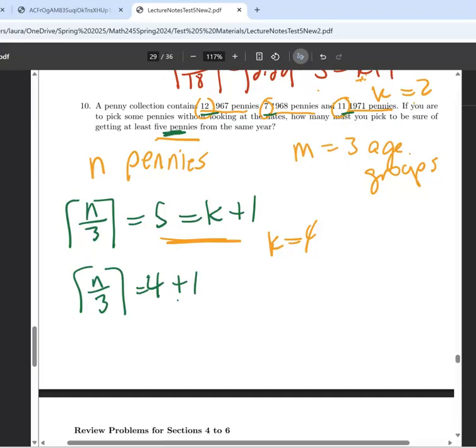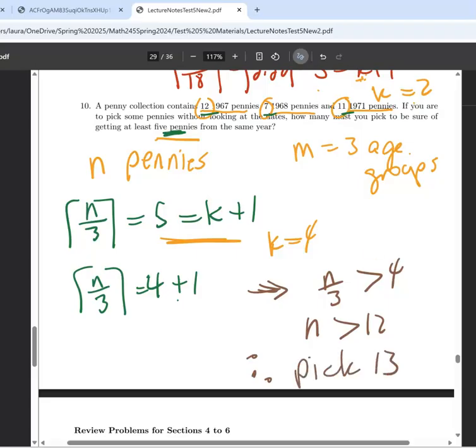right? Okay, so if k's got to be 4, then I'm going to transition over to, oh yeah, n divided by 3 has got to be bigger than 4. So n's got to be bigger than 12. Therefore, how many do you want to pick? You want to pick 13 of them.